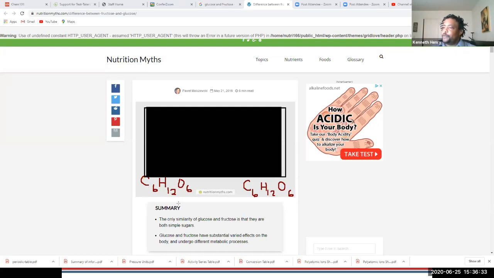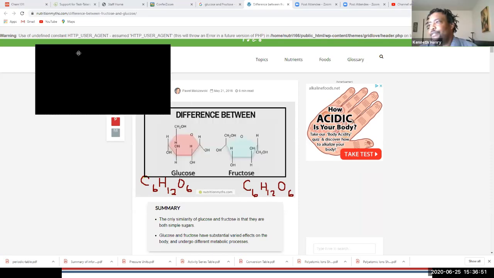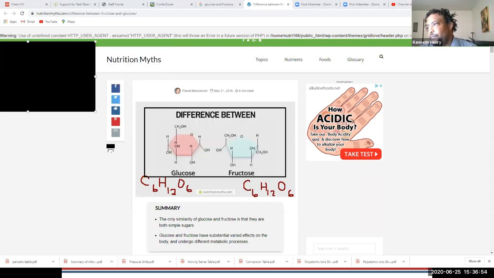How can you tell the difference between the two? You can't. There's no difference. So the molecular formula is exactly the same, but the structures are different. And so that's why the structures are so important for us, especially in organic chemistry. Glucose and fructose behave differently.